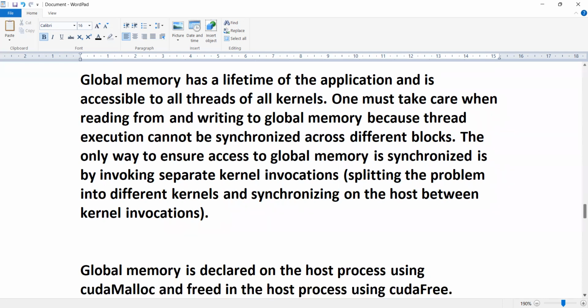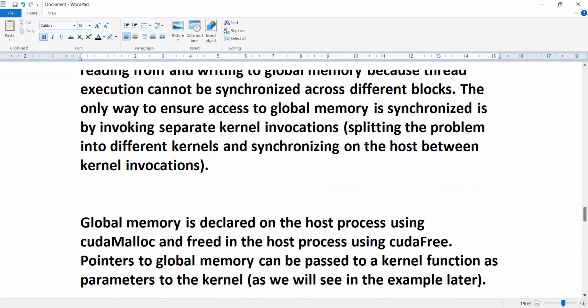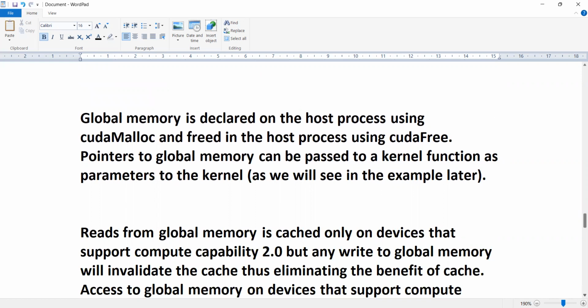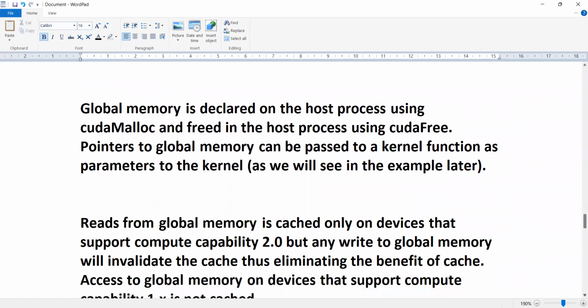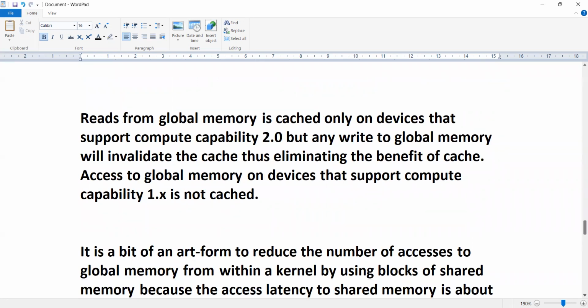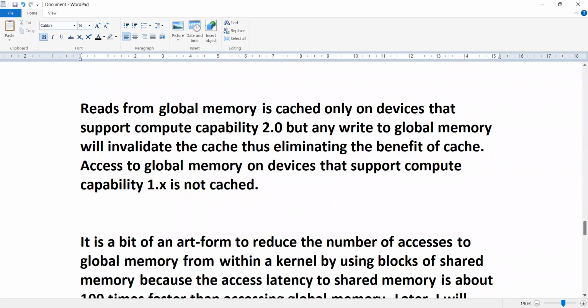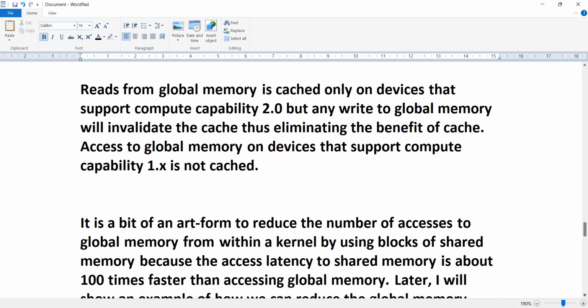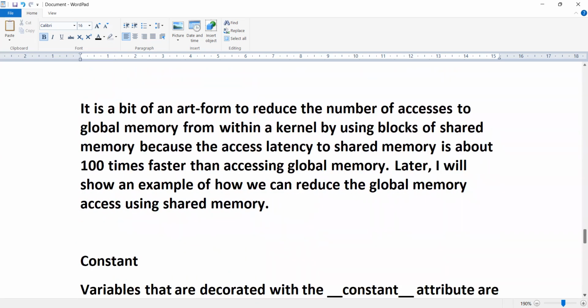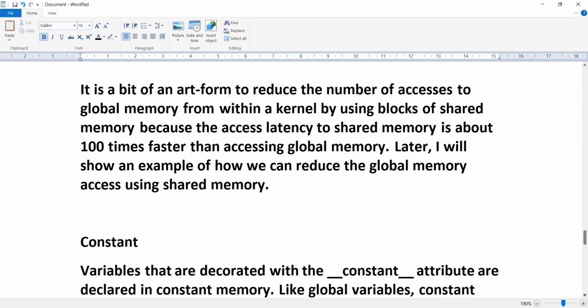One must take care when reading from and writing to global memory because thread execution cannot be synchronized across different blocks. Global memory is declared on the host process using cudaMalloc and freed in the host process using cudaFree. Pointers to global memory can be passed to kernel functions as parameters. Reads from global memory are cached only on devices that support compute capability 2.0, but any write to global memory will invalidate the cache, thus limiting the benefit of caching. Global memory on devices that support compute capability 1.x is not cached. It is a bit of an art form to reduce the number of accesses to global memory from within a kernel by using blocks of shared memory.